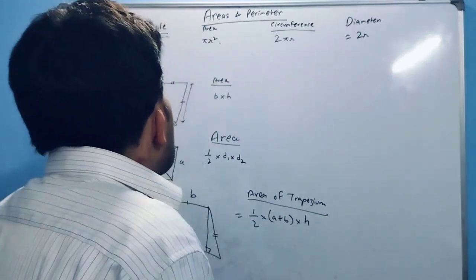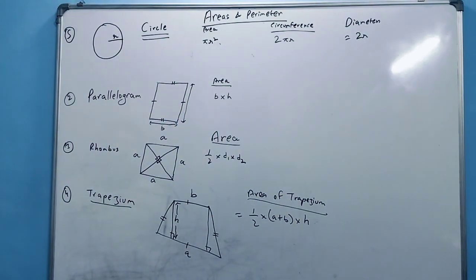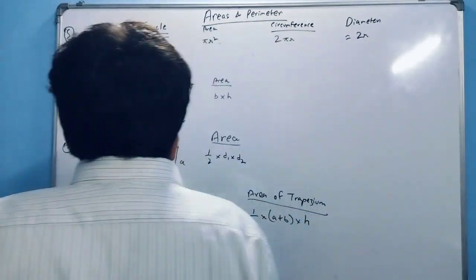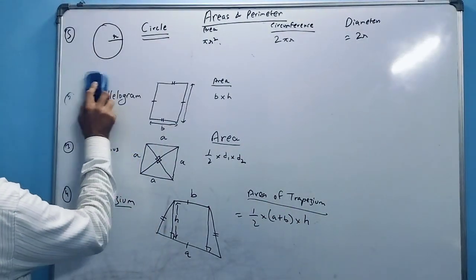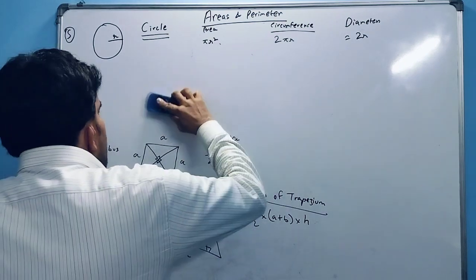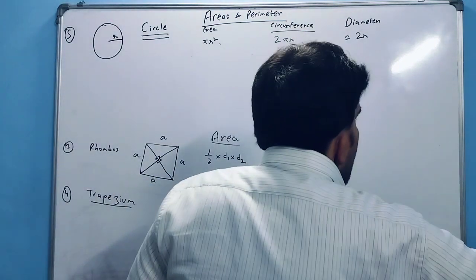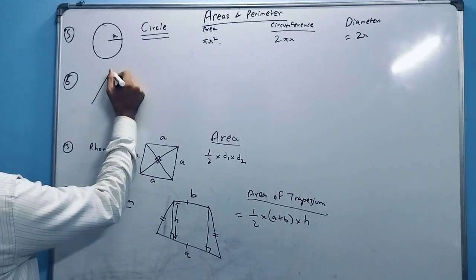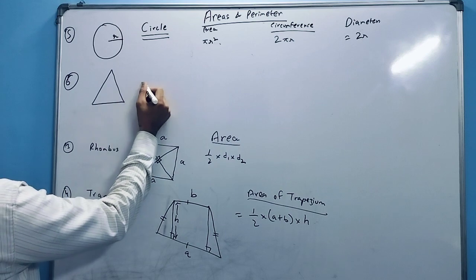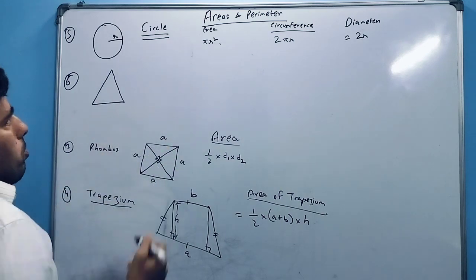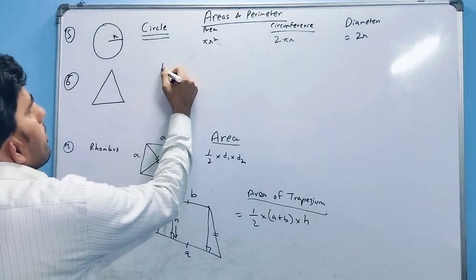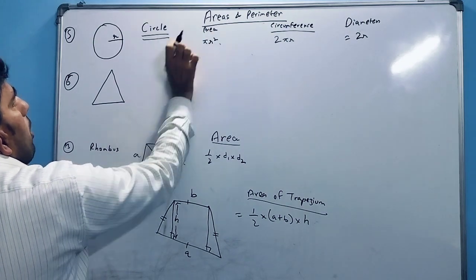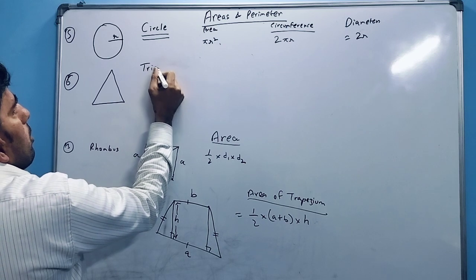Now we'll try to find one more closed figure. We'll now take the triangle, which has three sides. So the next closed figure we have is the triangle. Now, if I need to find its area, first write its name, that is the triangle.